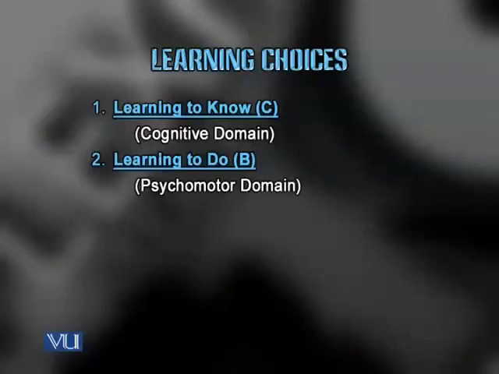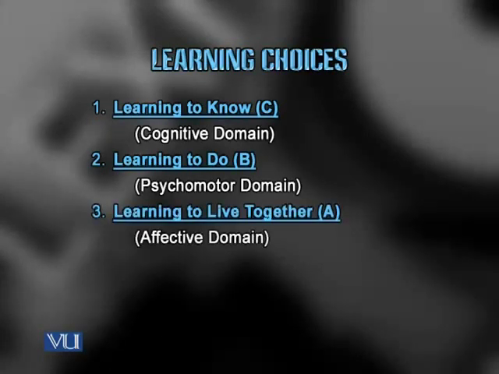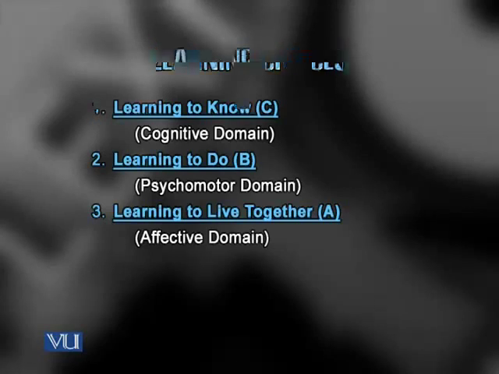People learn differently. Dusra choice kya hai? Learning by doing. Behavioral domain. Psychomotor, behavioral domain, learning through action, action-based learning. Aur teesra choice kya hai? Learning to live together. Affective domain, not effective, affective. A for affective, B for behavioral, C for cognitive. ABC of learning.